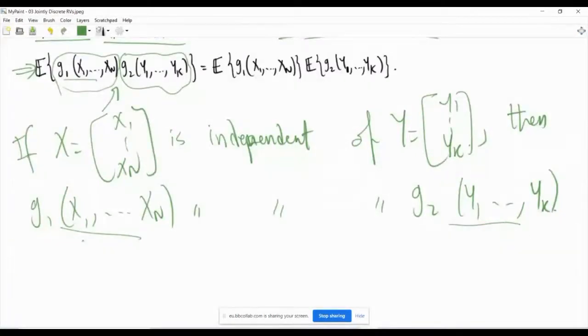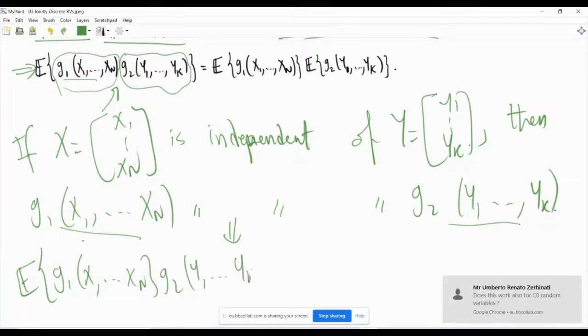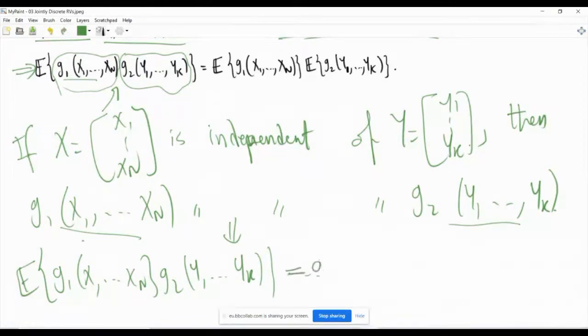And if they are independent of one another, also if you have an expectation of x1 till xn, this expectation of the product can be written as a product of expectations. Continuous random variables, yes, this will be in the next slide, exactly. So this will be the expectation of the first guy multiplied by the expectation of the second guy.